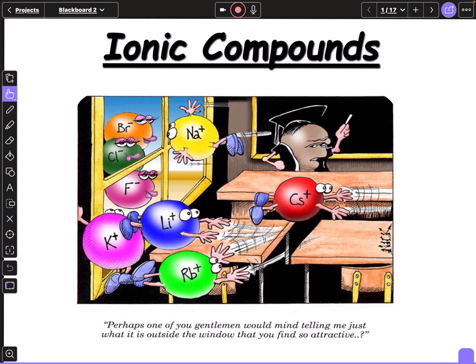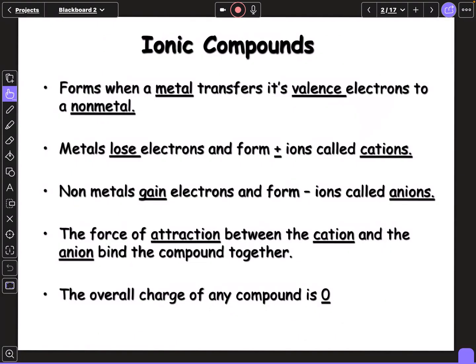Now, to go through, you should have already gone through and written down your notes. We're going to go through this pretty quickly. Ionic compounds are formed when a metal transfers its valence electrons to a non-metal. So those valence electrons are the ones that are important. And again, it's when a metal and a non-metal.